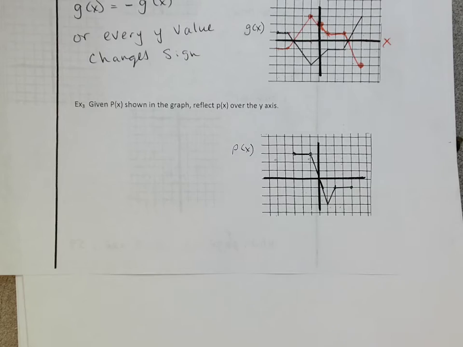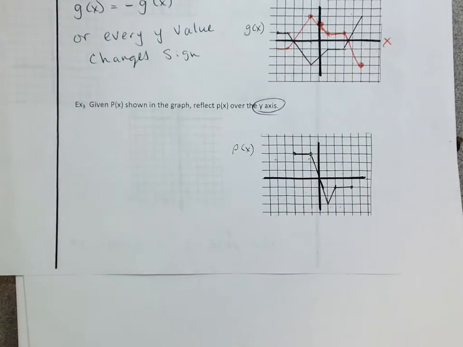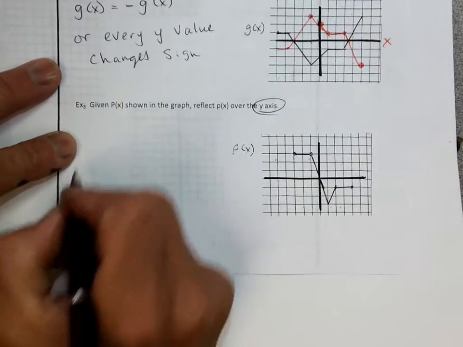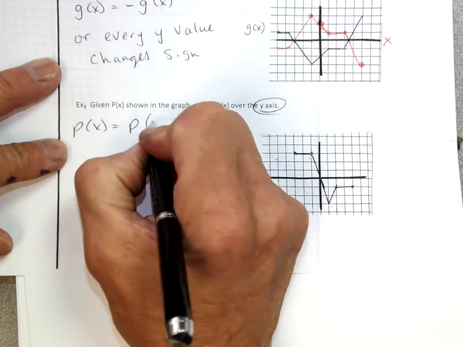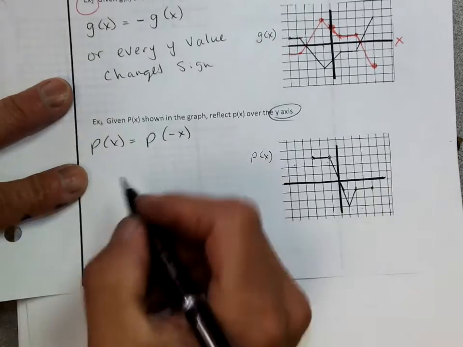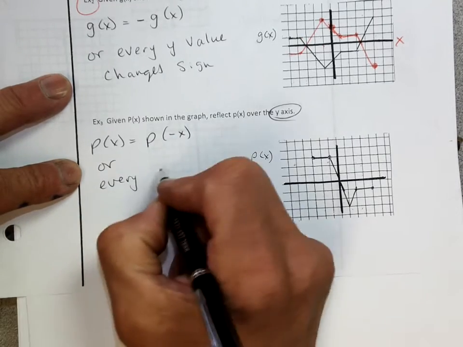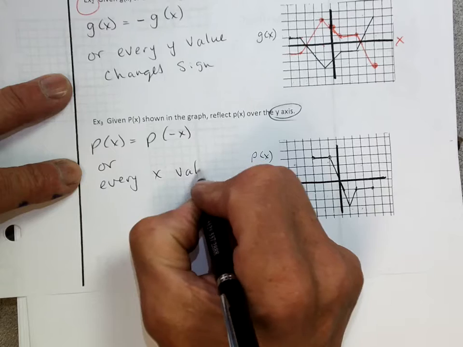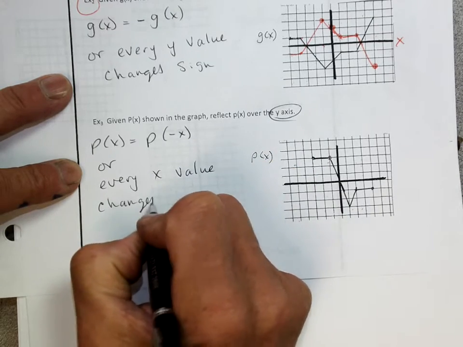Okay? This time we're going to reflect over the y-axis. So when we do a y-axis reflection, we take p of x and make it equal to p of negative x, or every x value changes sign.